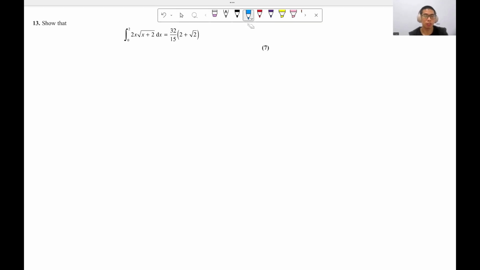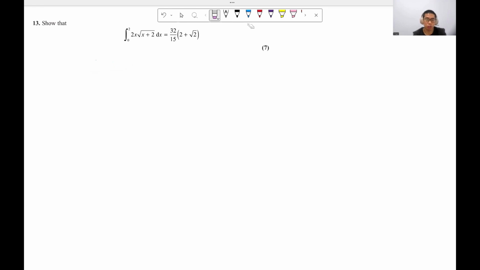Question 13, show that this integral equals 32 over 15 (2 plus root 2). Okay, let's have a look. So first we have 2x and then square root of x plus 2 dx. Clearly reverse chain rule doesn't work because this is a linear expression and this is a linear expression, so we can't use reverse chain rule here. So clearly this is a substitution question.